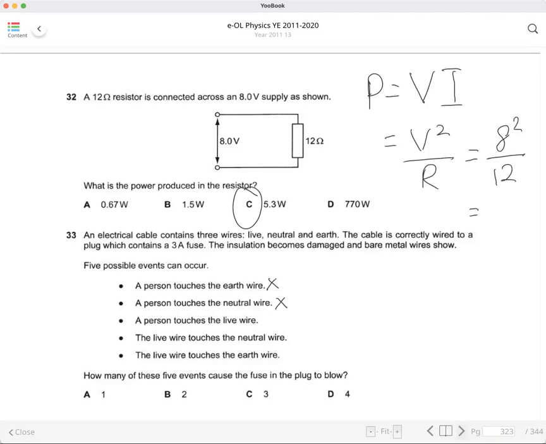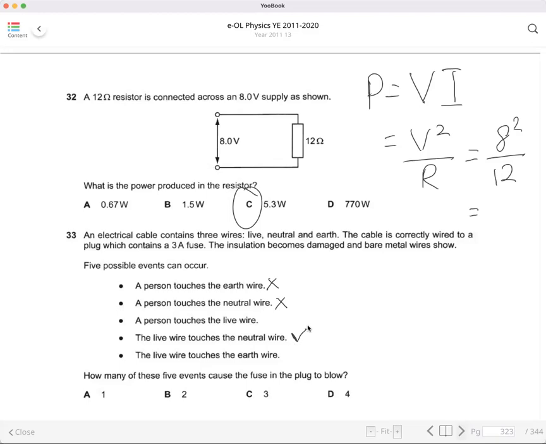Okay, some of you say 3 and 4. Some of you say 4 and 5. So which one will cause the fuse in the plug to blow? For it to blow, you need to have a very high current. When the live wire touches the neutral wire, there is no resistor in between, so you'll definitely have a high current. So the fourth one definitely will cause it to blow.